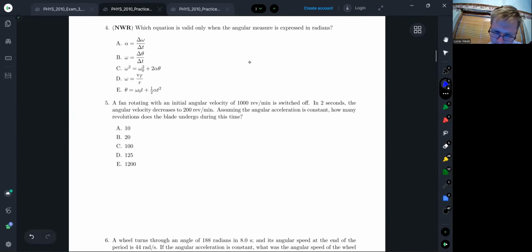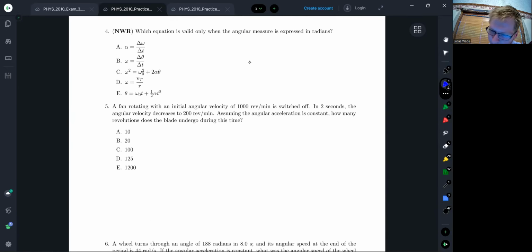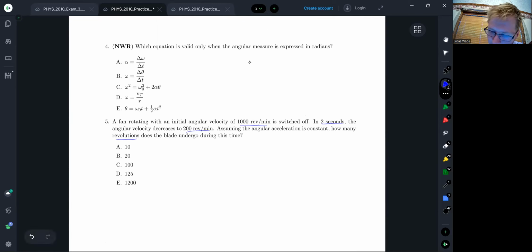Okay, so a fan rotating with an initial angular velocity of 1,000 revolutions per minute. In 2 seconds, the angular velocity decreases to 200 revolutions per minute. Assuming the angular acceleration is constant, how many revolutions does the blade undergo during this time? So first thing I would do is to label what I'm given here. So omega naught is the initial angular velocity. 2 seconds is the time. The final angular velocity is 200.